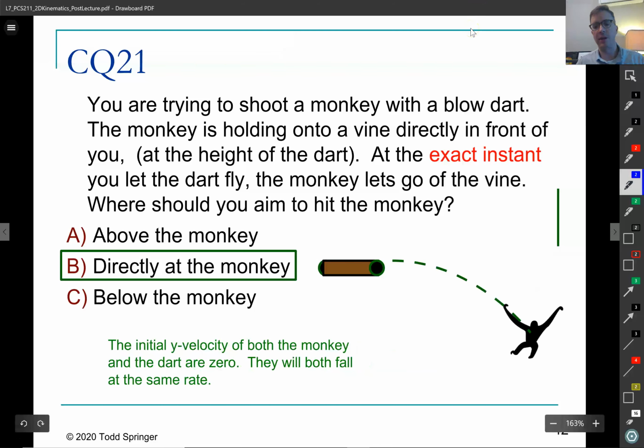So this question here is giving you some numbers. So let's say the monkey's holding onto a vine 50 meters horizontally ahead of you, 40 meters above you. And then the speed of your dart is 100 meters a second. Show that if you aim directly at the monkey, the dart will hit it. So the answer to this one is also directly at the monkey. And we're going to show that that's the case.